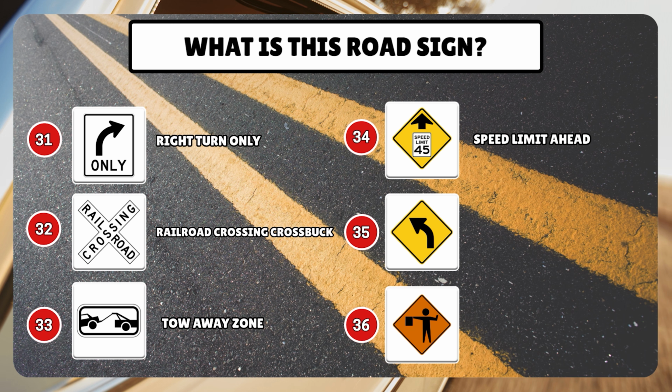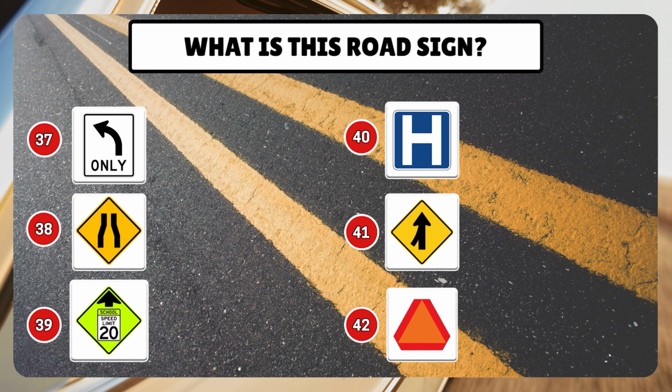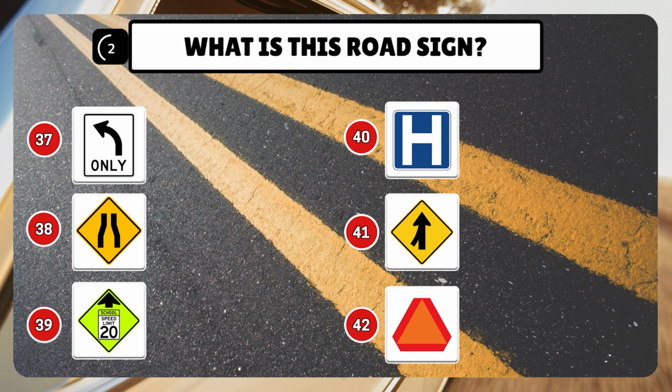That is a speed limit ahead sign. That is a curve left sign. Nicely done. That is a flagger ahead sign. Can you name this road sign? That is a left turn only sign. Nicely spotted. That is a road narrows sign.